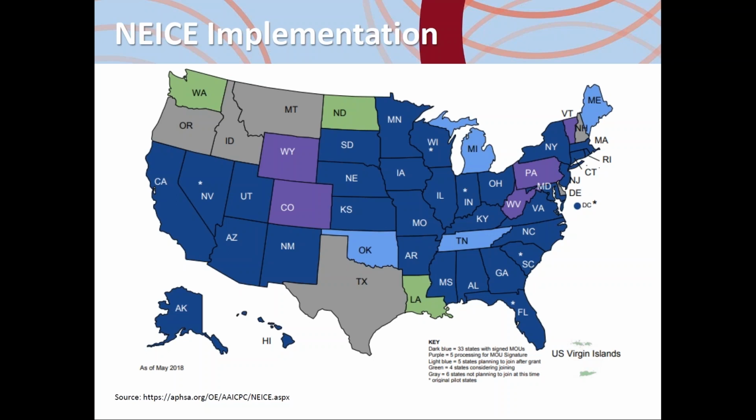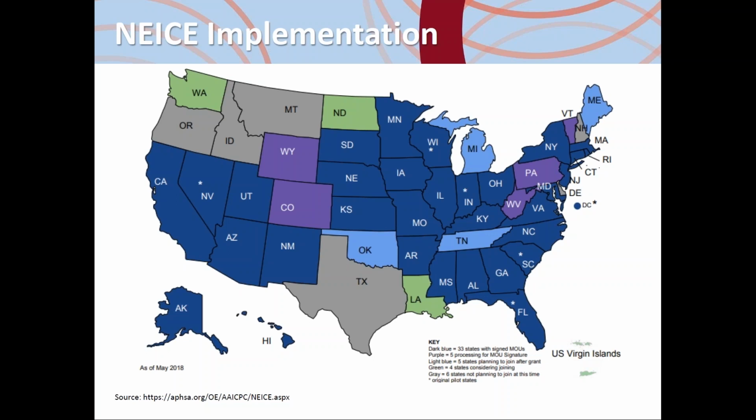So there were a lot of benefits to the NEICE system. And that really is the goal of the NEICE system and why the federal government has been encouraging all states to get on. And there was actually a federal law passed that all states have to be on the NEICE by 2027.